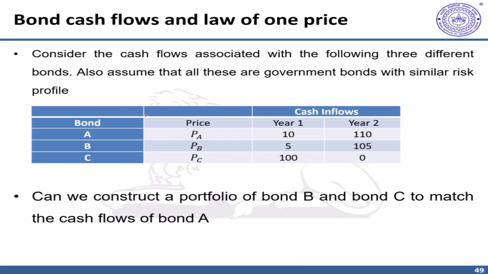Consider three bonds with prices PA, PB, PC, and it is given that all three are government bonds, so they are purely risk-free bonds with same risk-free rate or same risk-free profile. Think of an argument: can we construct by mixing bond B and C to create cash flows that are similar to bond A? The idea is simple.